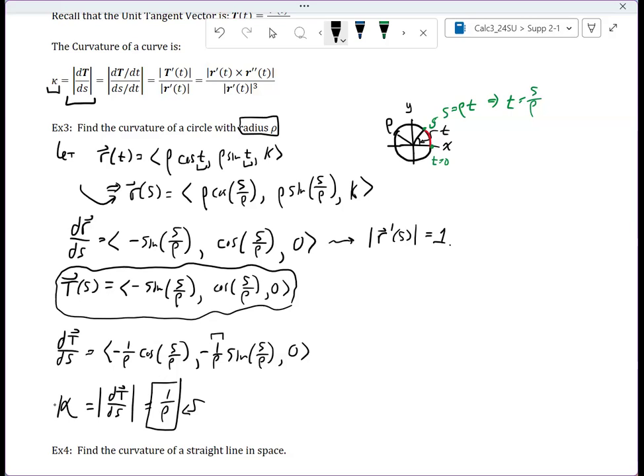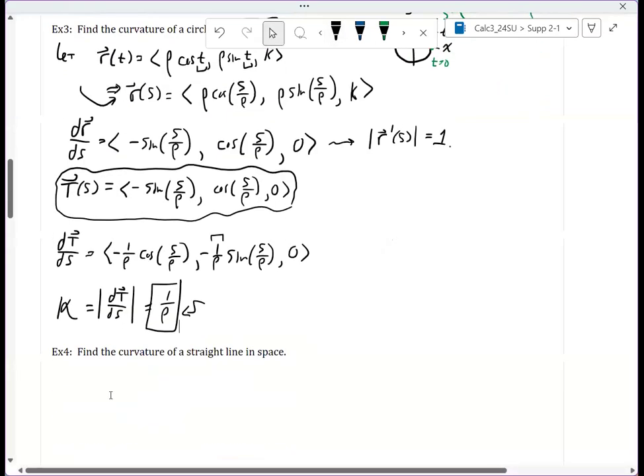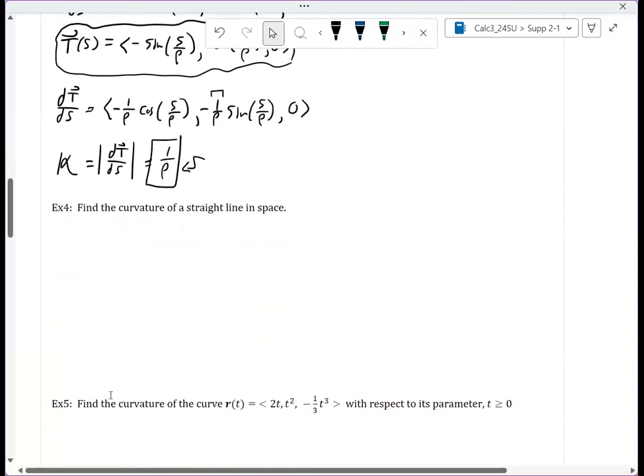For a circle with a larger radius, I know that locally it seems flatter, right? It seems straighter. For a larger radius, larger rho, I'm going to have a lower curvature. So this is in line with my intuition. Okay, let's look at another example.